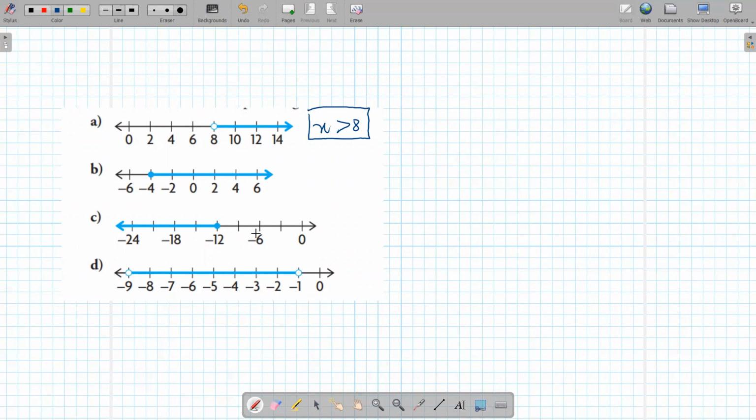What do you think the answer is for B? X is greater than -4, but it can also be -4. Yeah, so it's greater than or equal to -4, right? Easy as that. What about C? X is greater than or equal to -24. I mean -12. Less than, because it's going left, right? Less than or equal to. What about the last one?